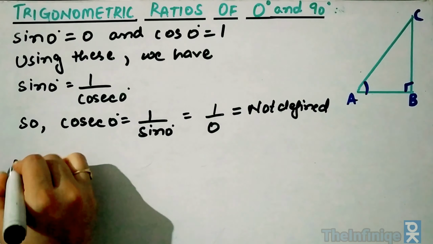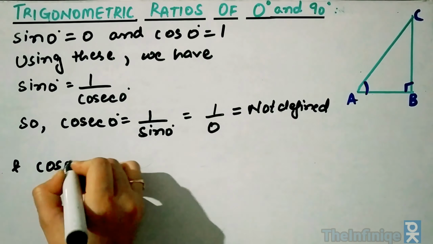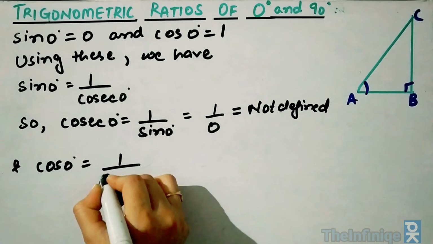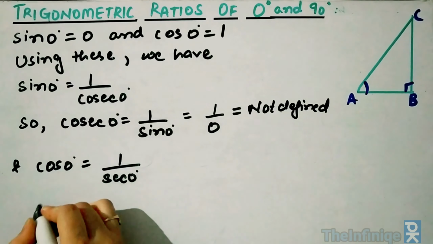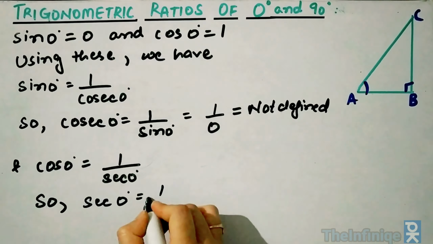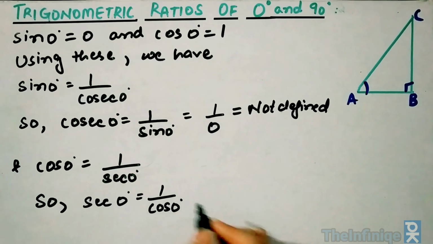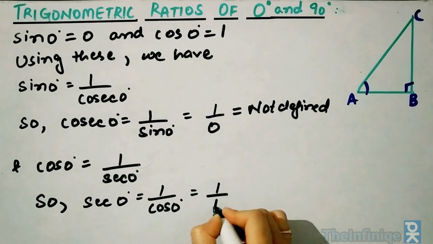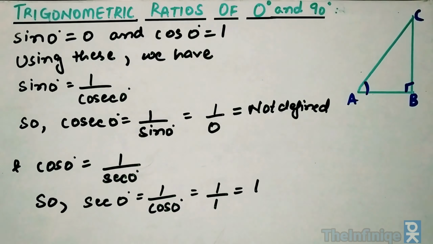And cos 0 is the reciprocal of sec 0. So sec 0 degree is equal to 1 upon cos 0 degree. It implies 1 upon 1. So sec 0 is equal to 1.